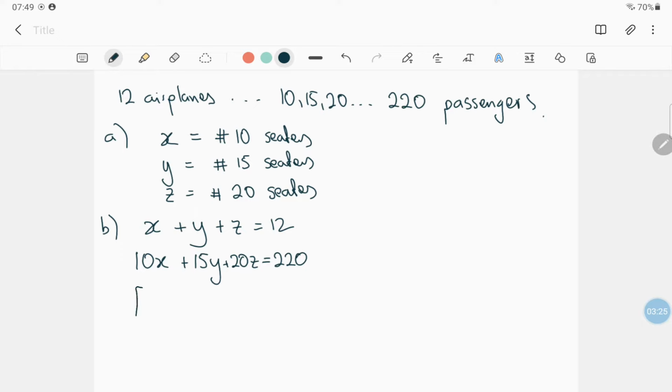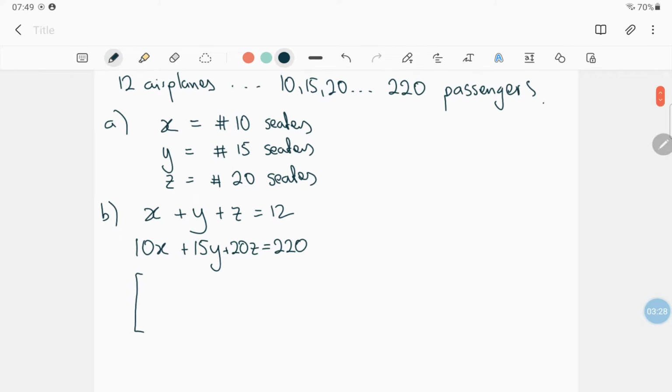So we put it in Gaussian elimination, or excuse me, reduced form. What's it called? The augmented form. Can't remember, it's been a while since I taught this. So 1x, 1y, 1z equal to 12, 10x, 15y, 20z equal to 220. Now straight away, you're not going to have a unique solution here because there's not enough information. In general, you need at least as many equations as variables to be able to find a unique solution. And if you think about this graphically, it's two planes.